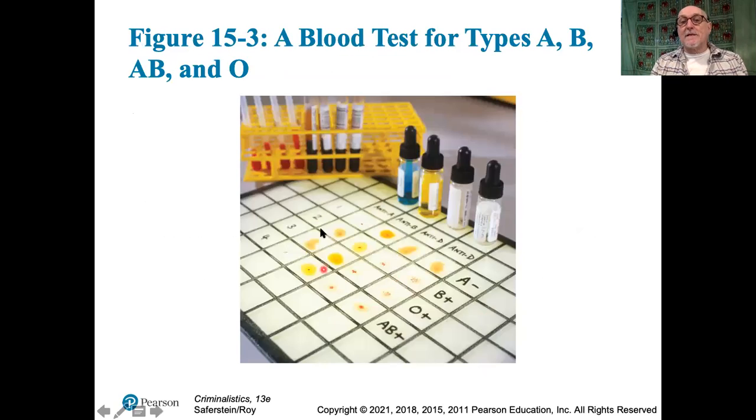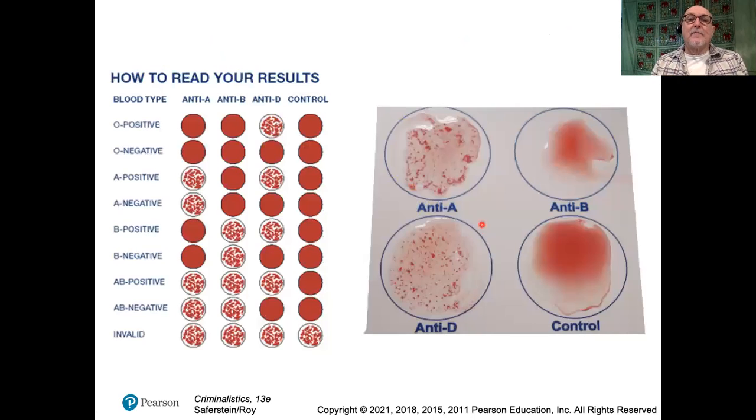Okay, this is what a blood test card looks like. When you actually do the blood test, you put small drops of blood, and then you add the various antisera. Antisera are just solutions of specific antibody. Let me just move that out of the way. So this is what you'll actually see when you're doing this test.